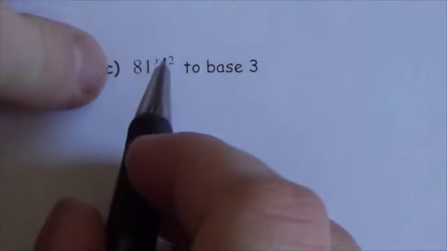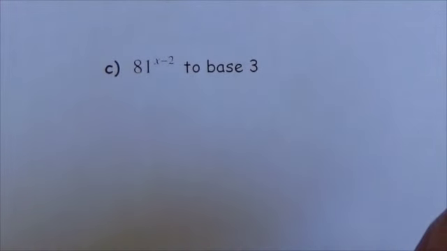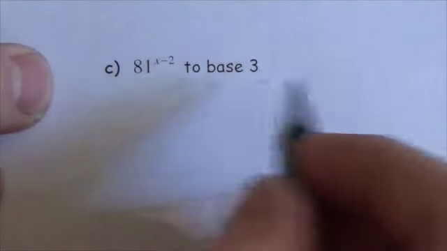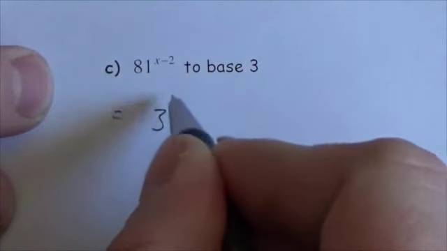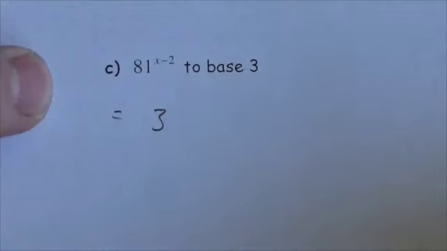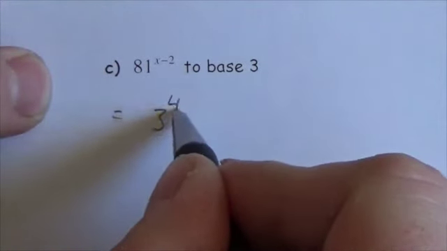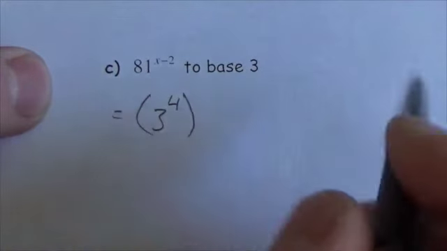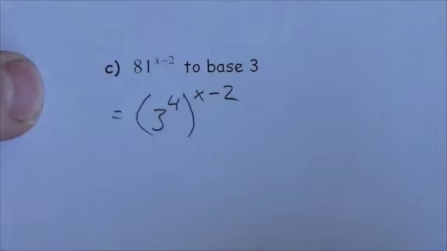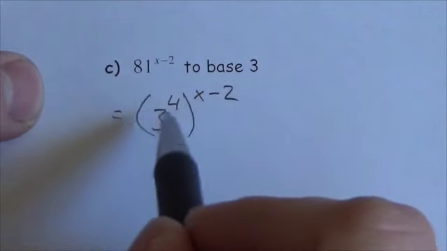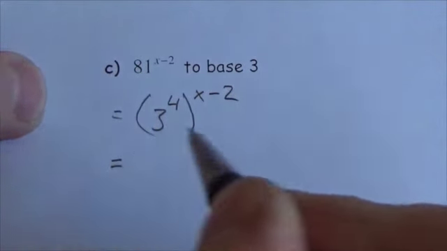Okay, 81 to the x minus 2. Okay, 81. We're going to write this as a power of 3. So we know that this has got to be 3 to some exponent. Well, we know 3 squared is 9, and 9 squared is 81. So this must be 3 to the 4th. There's my 81. And then this will be to the exponent x minus 2. And now I've got a power of a power. I'm going to multiply the exponents here.